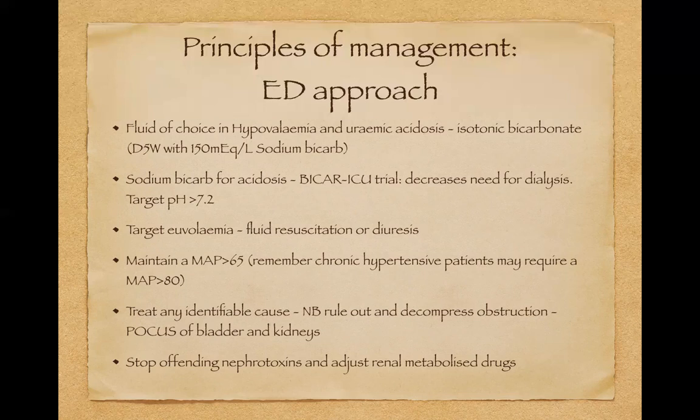And then when it comes to the blood pressure, you have to have adequate hemodynamic monitoring. You need a MAP of more than 65 usually, which is generally adequate to perfuse your kidneys. But also remember that chronic hypertensive patients may require a MAP of more than 80 because they usually have a higher set point when it comes to perfusing their kidneys. And then you look for any cause that you can identify and treat.